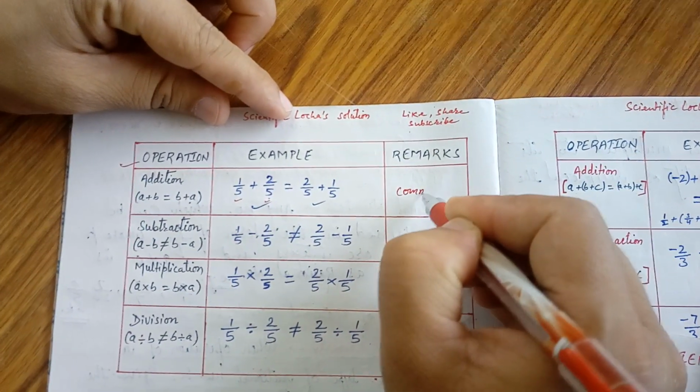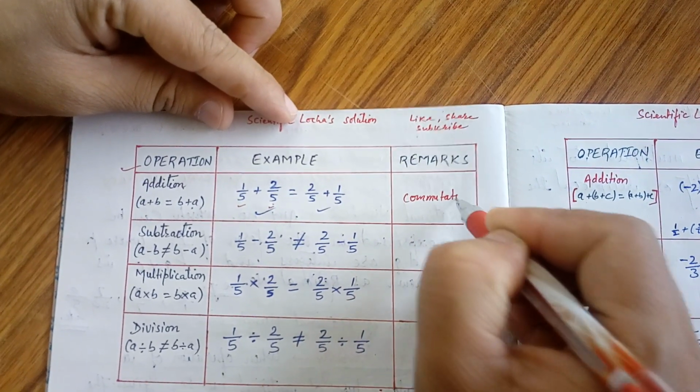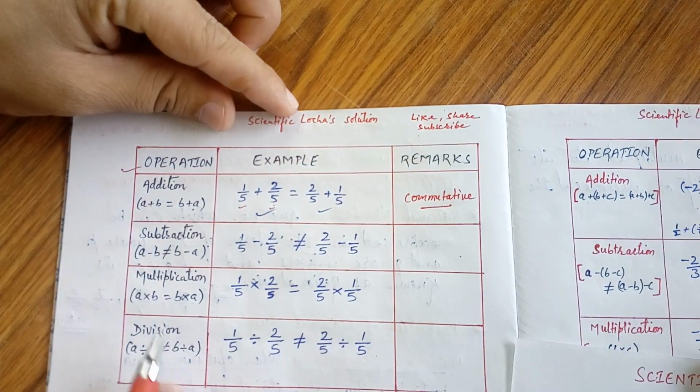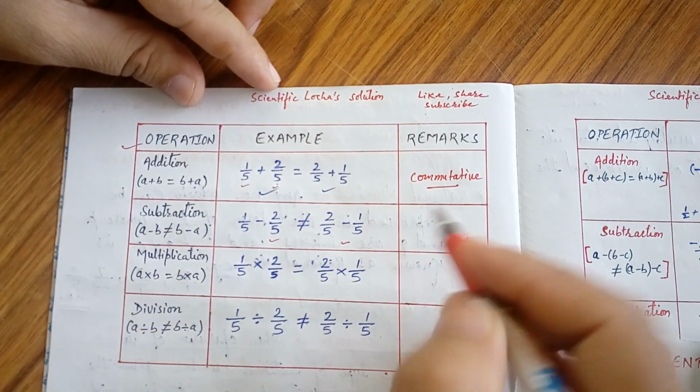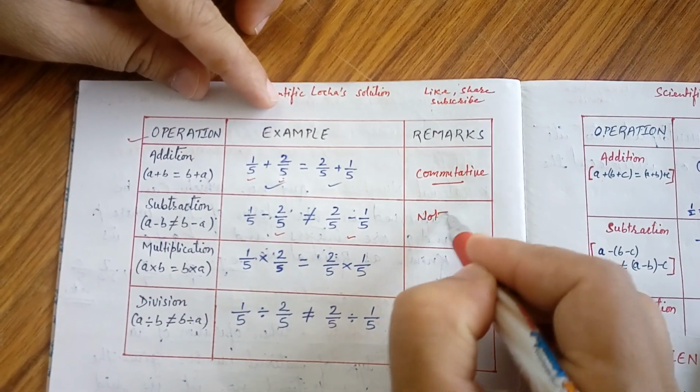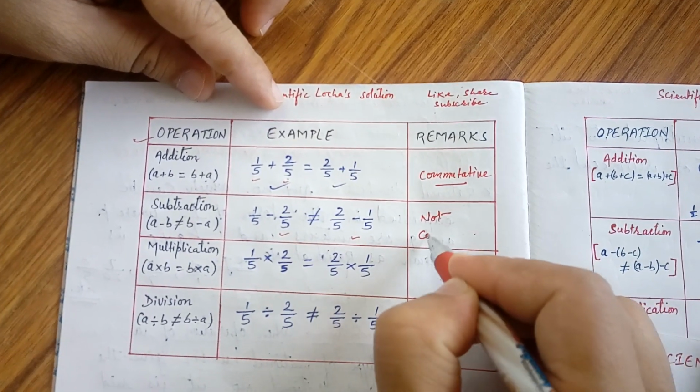Addition is commutative, but in the case of subtraction it will not follow. So subtraction is not commutative. You may check it by yourself.